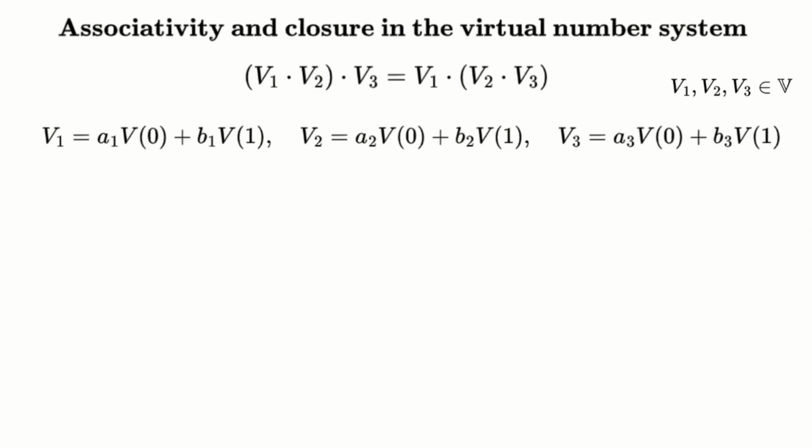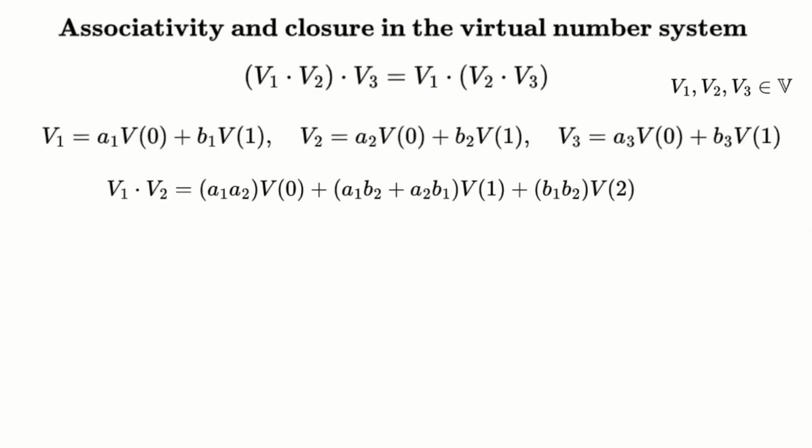First, let's compute the product of v1 and v2. From earlier work, we know that v1 times v2 equals a1 times a2 times v of 0, plus (a1 times b2 plus a2 times b1) times v of 1, plus b1 times b2 times v of 2. Got that? Great. Now, let's take this result and multiply it by v3.